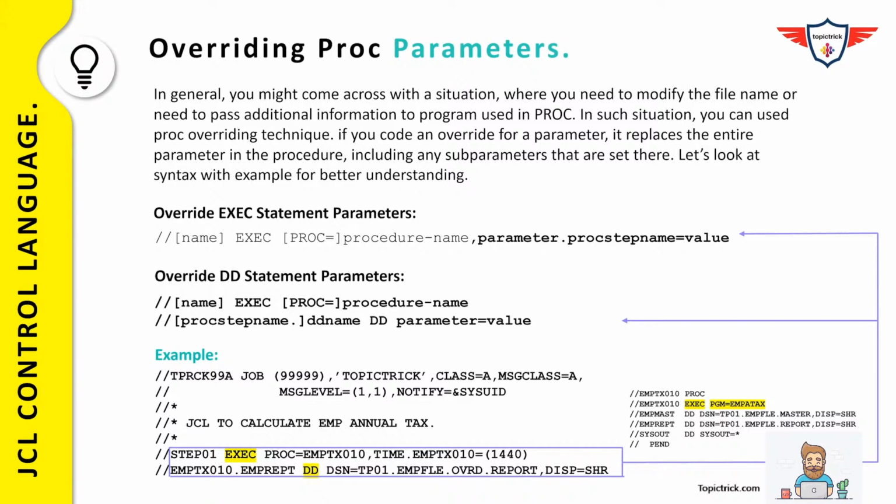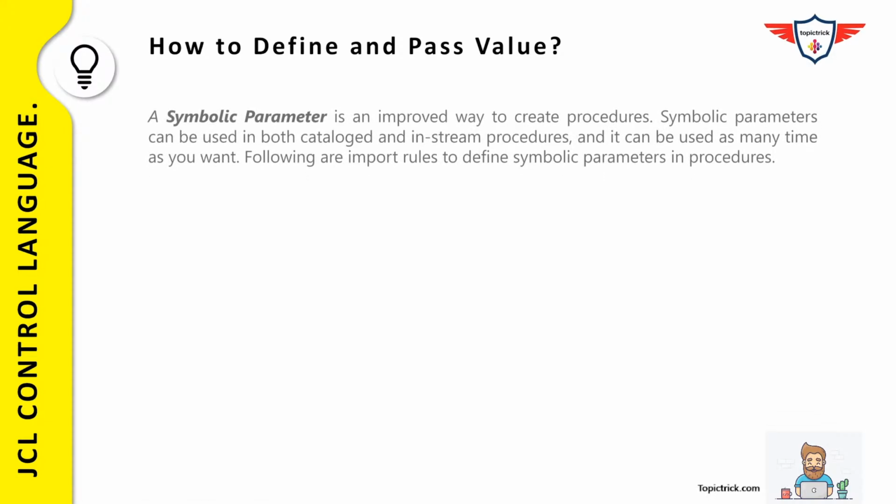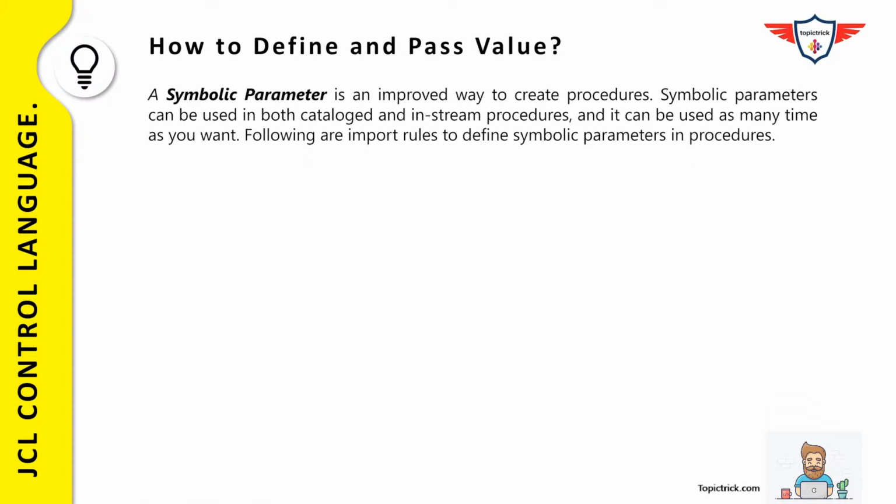Now let's talk about another important topic, that is JCL symbolic parameters. They are very important from a programmer's perspective because with the help of JCL symbolic parameters you can write catalog and in-stream procedures in a more generalized way. And with the help of the SET statement you can set the value of these parameters, and those catalog and in-stream procs can be used across multiple jobs, and you only need to change those parameters with the help of the SET statement.